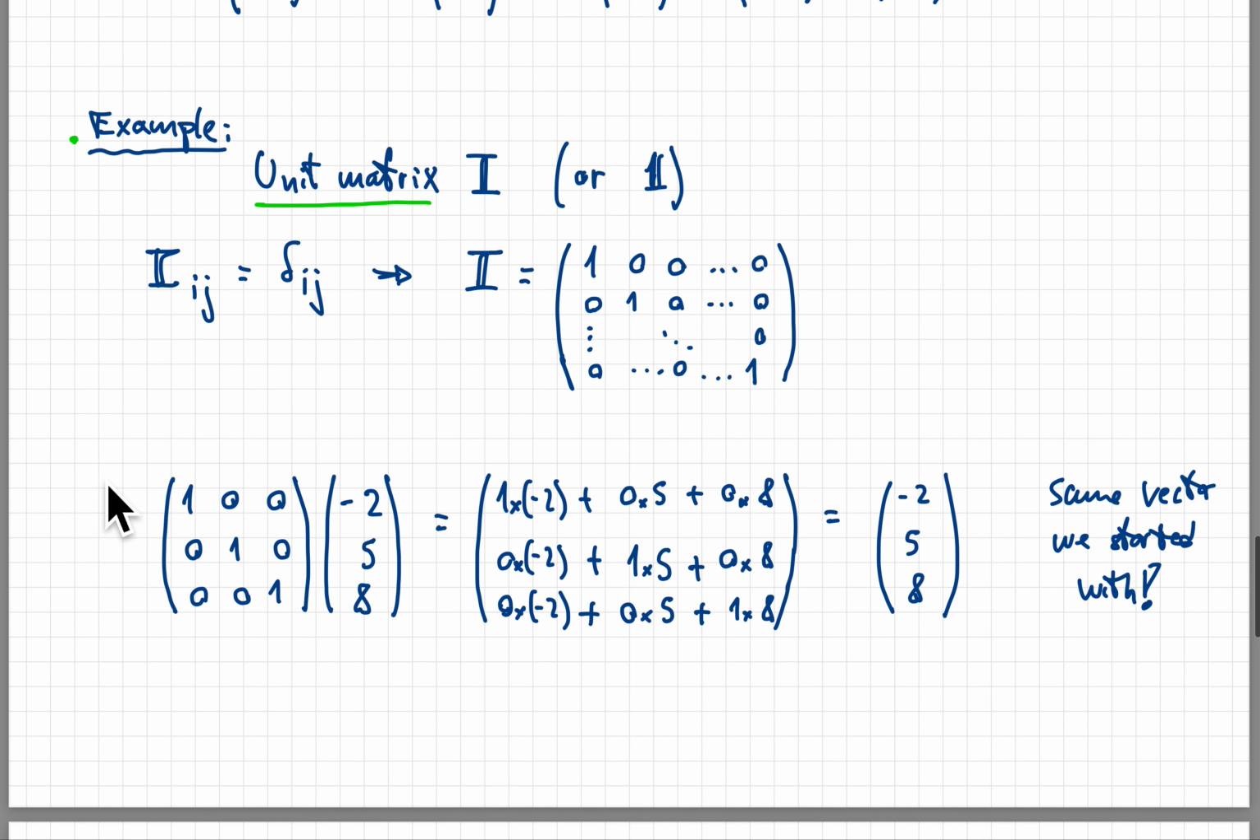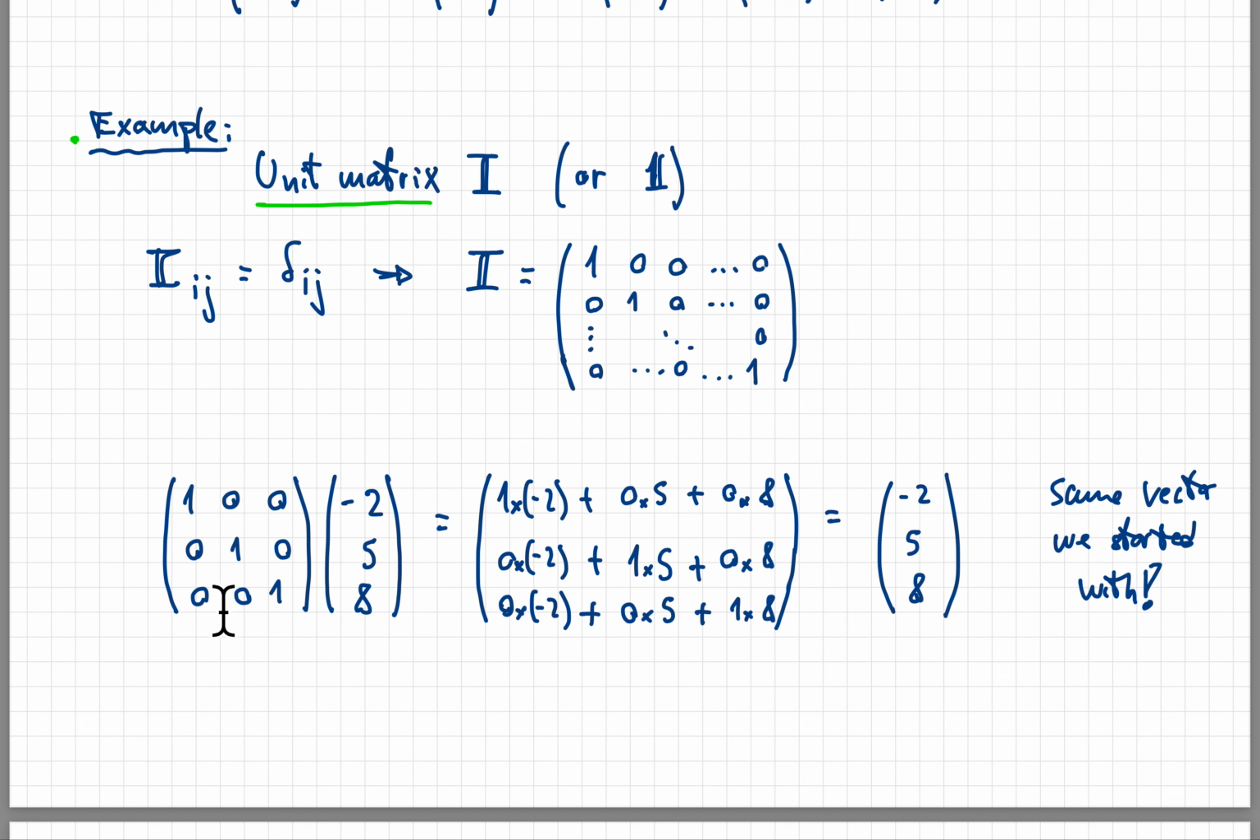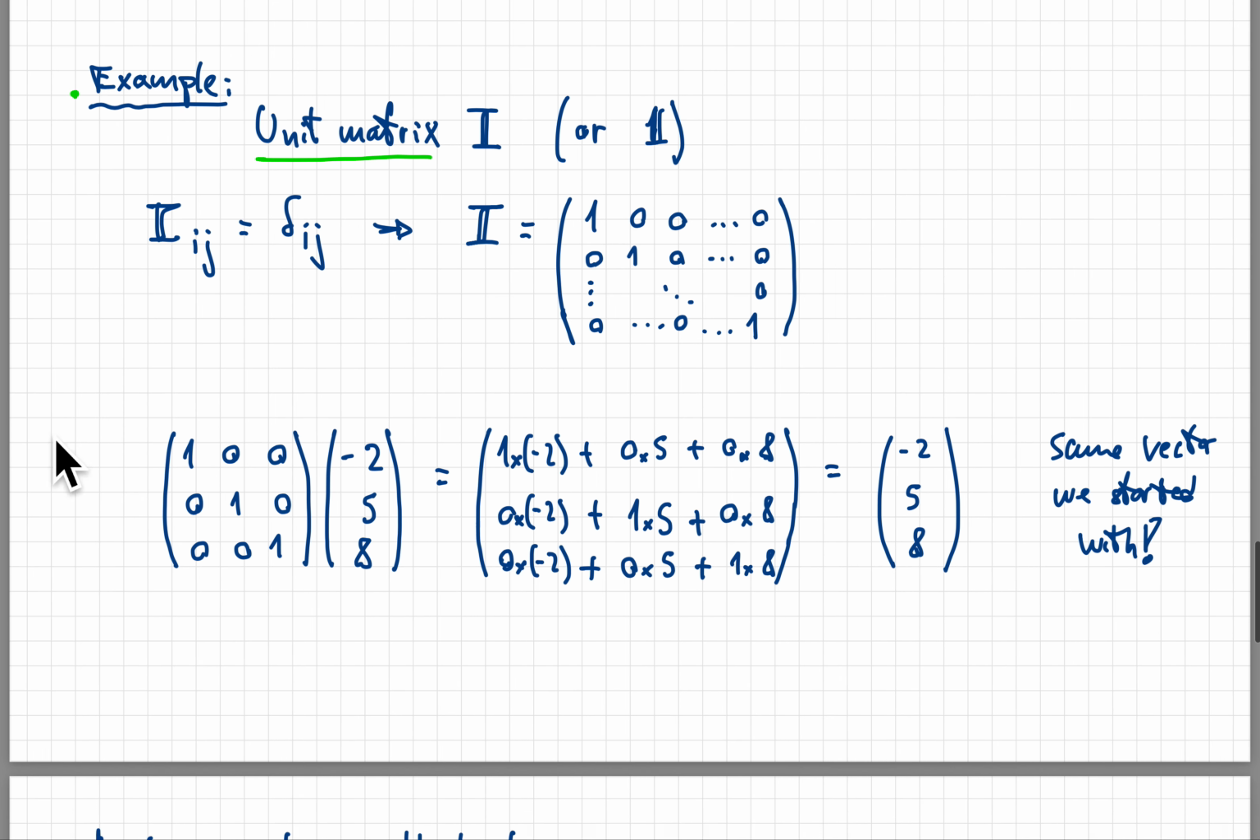And the main property of the unit matrix is that if you multiply that matrix by any vector, you might have guessed it already, you get the same vector. That's what's called the unit matrix. It doesn't do anything. It's like a 1. It really acts like a 1, and it commutes with every other matrix and so on and so forth. And we'll come back to commutation of matrices in just a bit. I'm getting a bit ahead of myself.